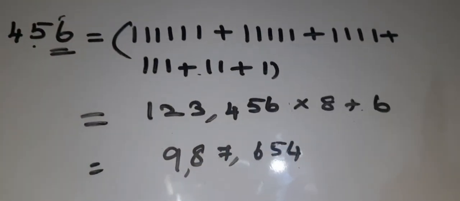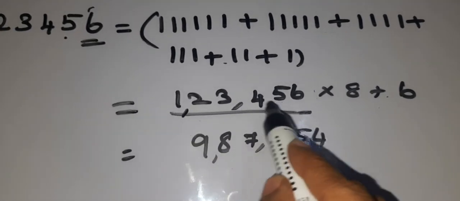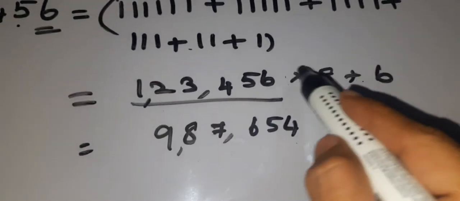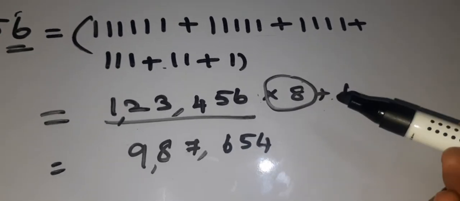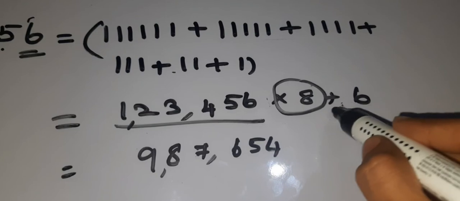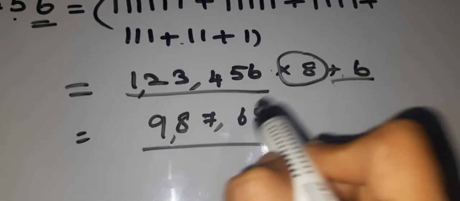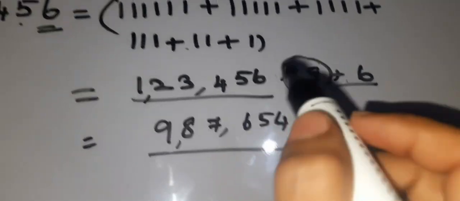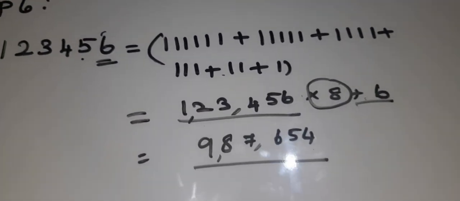When we calculate all these numbers, we get 123,456. With this, we are going to multiply by the pattern which was given in the question. Then we are going to add 6. We get 987,654. With this same pattern, you are going to try the 7th step.